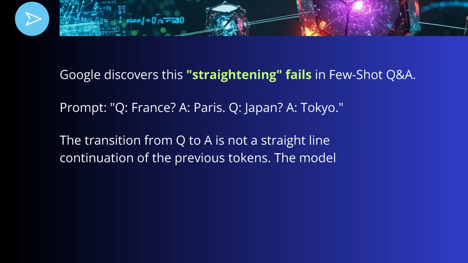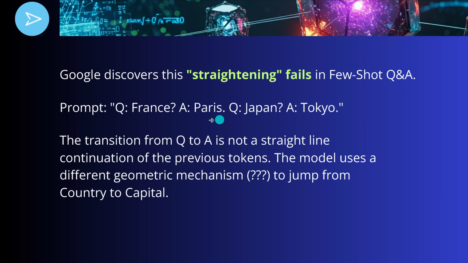How is this working? Now, it turns out the transition here in a Q&A is not a straight line. It is not a continuation of the previous token. Of course, look at this. This is an interrupt. This is a discontinuity. So the model uses now a different geometric mechanisms to jump here from the country to the capital. This is a non-linearity.